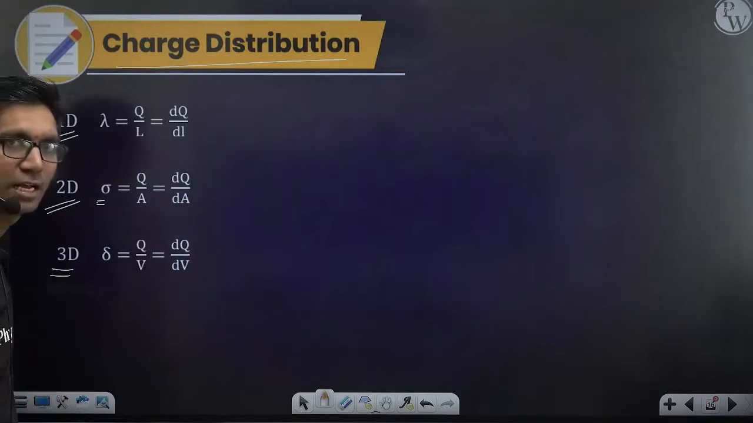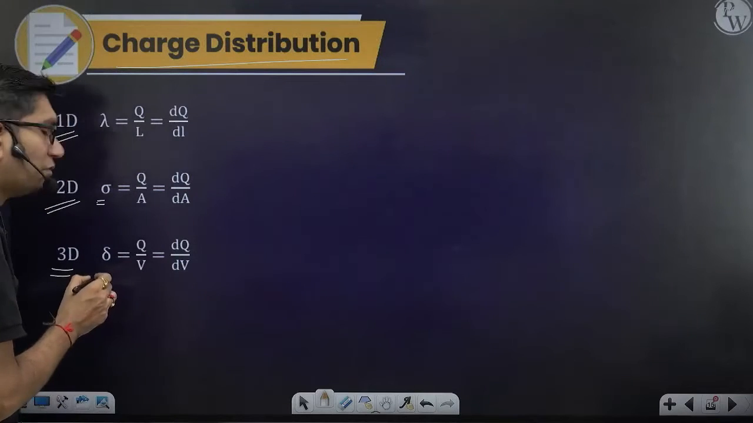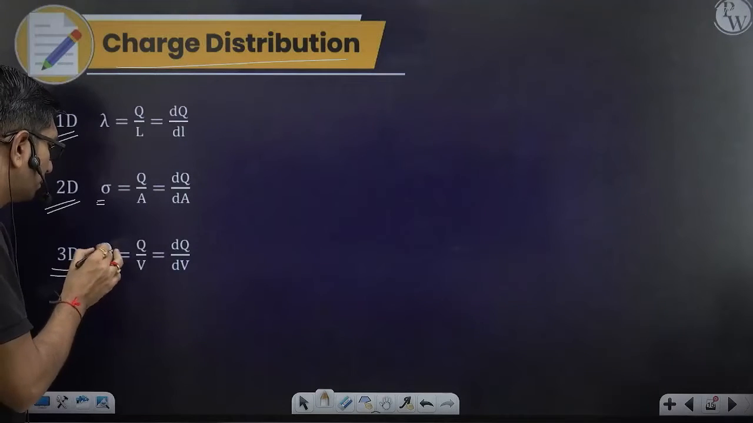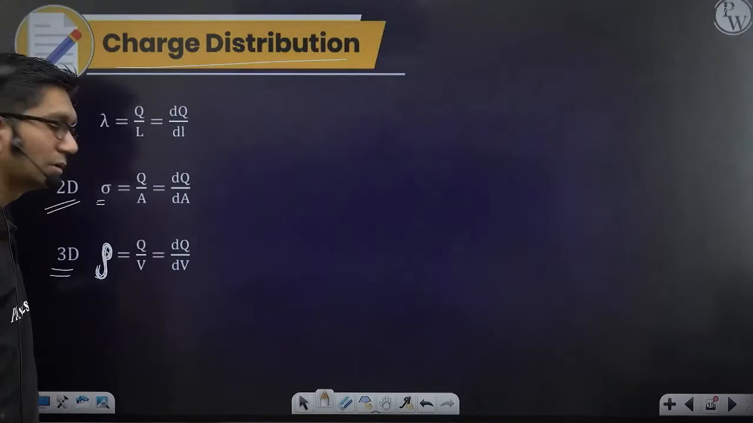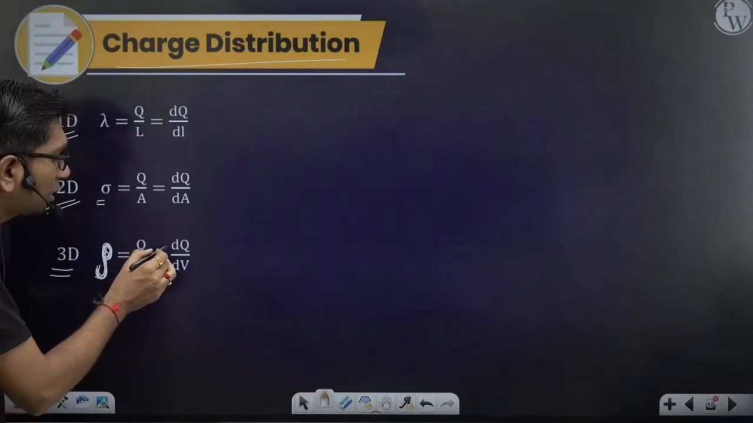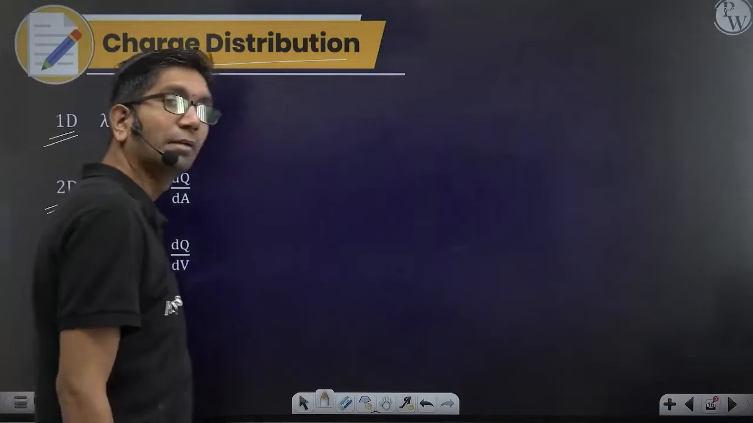In the same manner, volume charge density. This one is rho. So in the same manner, total charge by total volume, small charge by small volume. Okay, remember the formulas.